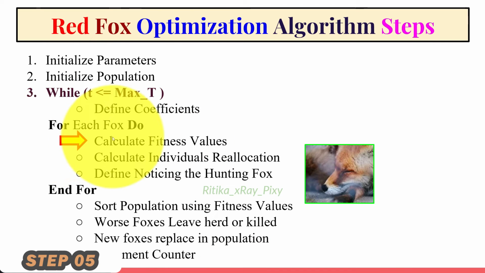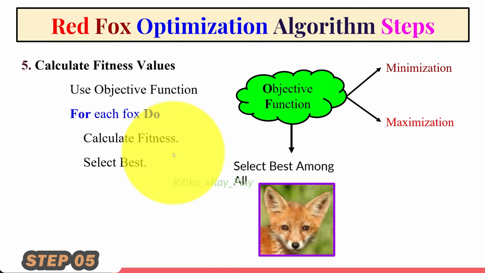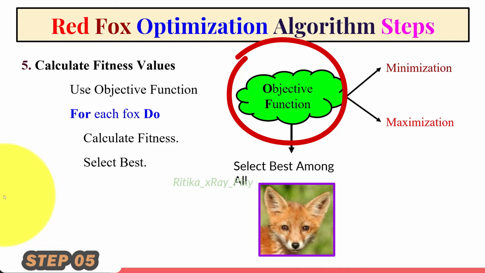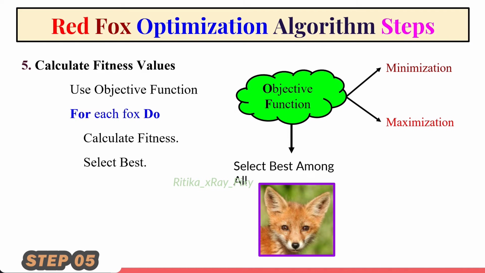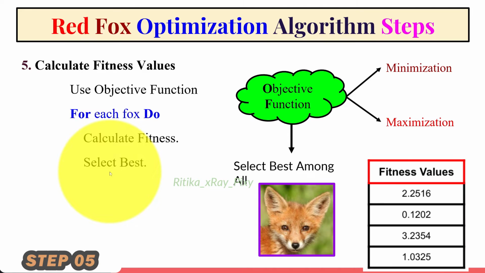After that, for each fox in the current population, calculate fitness values. Here you can use your objective function that is declared according to your optimization problem. So we will apply the objective function on the current population, on each individual. Here we have two cases: either we are doing minimization or maximization. Accordingly, we will calculate the fitness values, then select the best individual among all. If you are doing minimization, then we will select the minimum value among all as the best, and if you are doing maximization, then we will consider the maximum value among all as the best value.